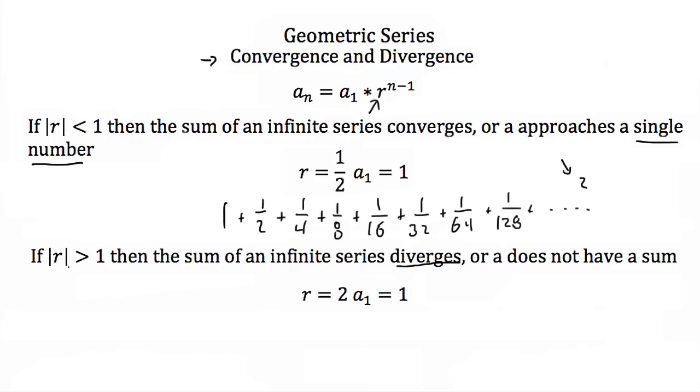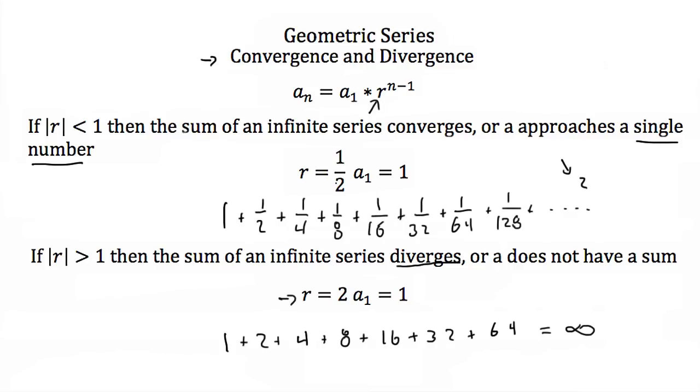Now let's look at what happens when our r value is greater than 1. This is when our infinite series diverges. Here I have an r value of 2 and my initial term is 1. Well, if my r value is 2 and my first term is 1, then my second term would be 2. My third term would be 4. My fourth term would be 8. The term after that would be 16, and then 32, and then 64, and I'm adding all these numbers together. So each time I'm adding a larger number. So this is just going to get bigger and bigger and bigger, or it's going to go to infinity as I continually add more terms.